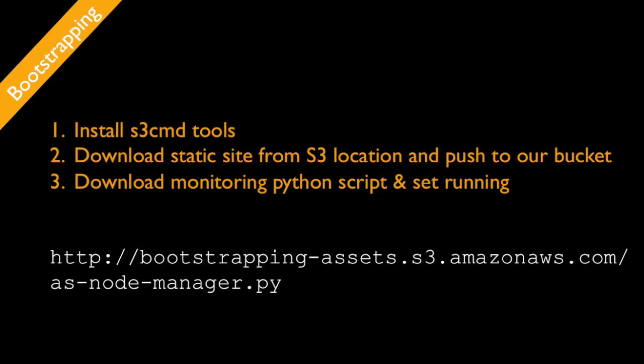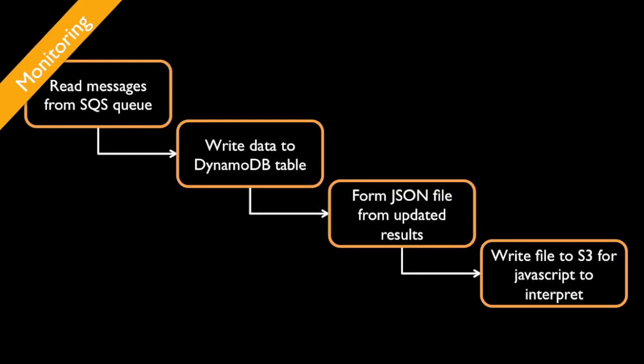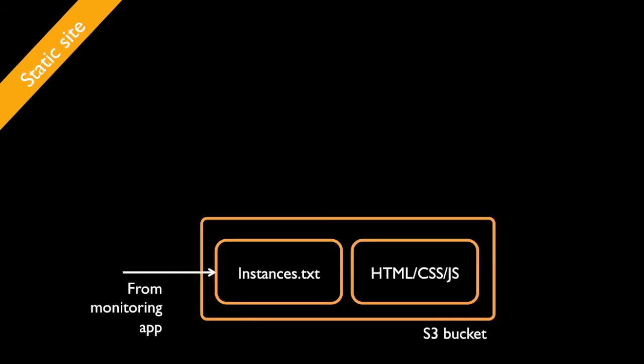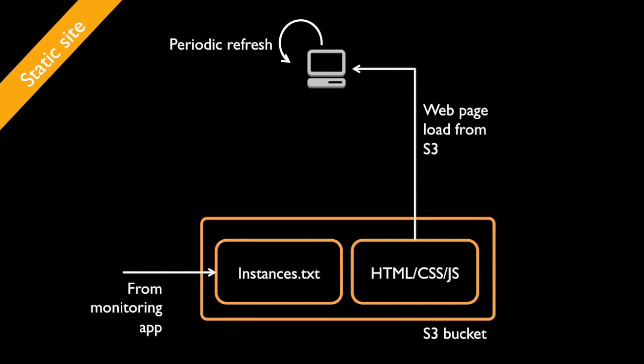Simple piece of Python. Now that piece of Python does a four-step process. It reads some messages from an SQS queue, writes that data after parsing it to DynamoDB, forms a JSON file with some updated results, and then pushes that into S3 for some JavaScript to read. The static site is driven off an instances.txt that's dropped in from our Python and some HTML and JavaScript. And then when a browser loads, it's going to interpret, and on a periodic refresh, we'll be doing a jQuery get to pull this instance's JSON text from S3 and then refresh the page after forming up some tables.